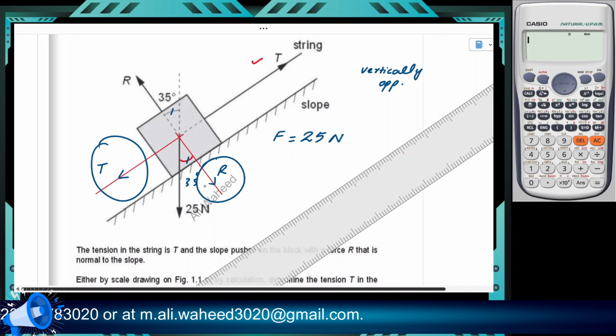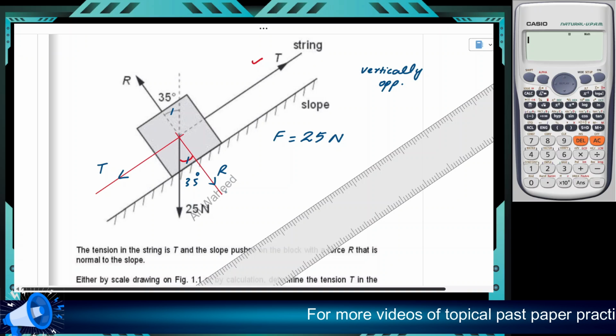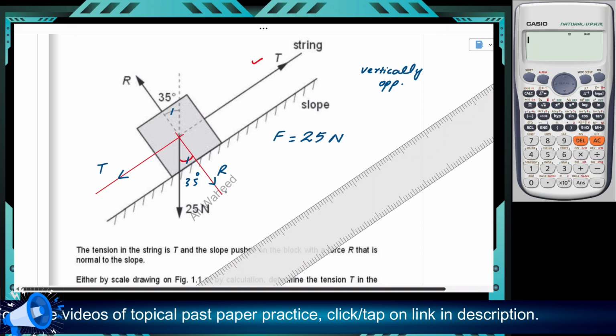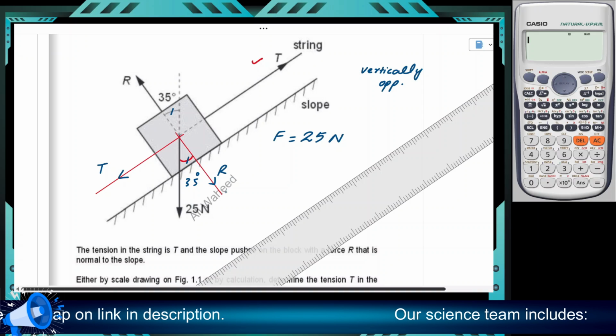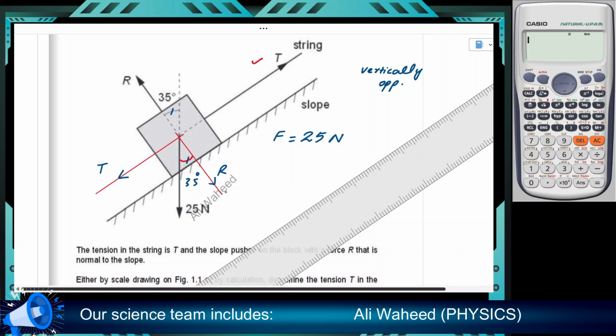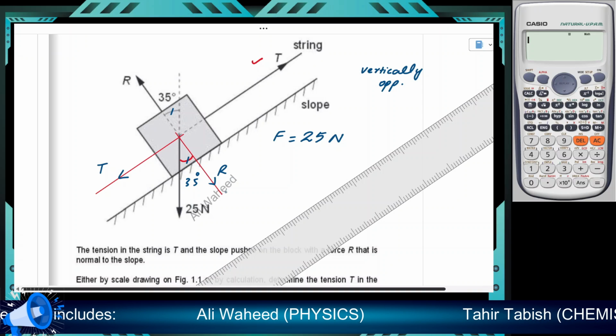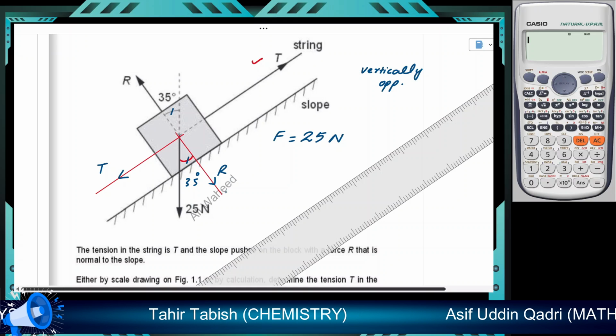Now, the next big thing. What would be the mathematical expression for this component of the vector? Would it be 25 times cos of the angle, which is 35? Should it be 25 cos of the angle or 25 sine of the angle? What do you think?